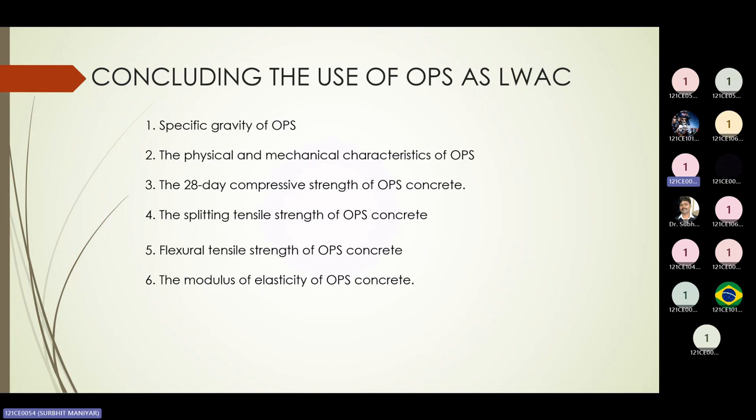clay and shale aggregates. The modulus of elasticity of oil palm shell aggregate concrete is lower than the other types of lightweight aggregate concrete. For this reason, for higher load bearing purposes, larger cross sections should be considered to satisfy the deflection criteria.